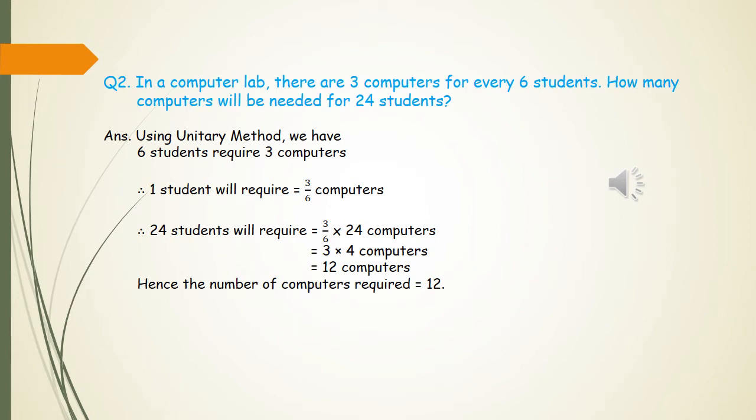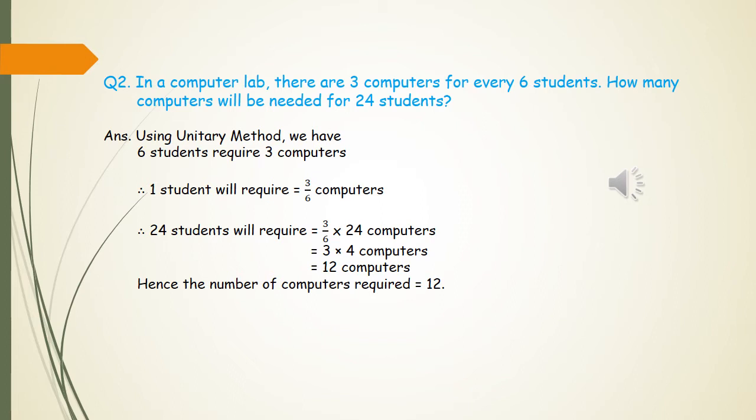Question number 2. In a computer lab, there are 3 computers for every 6 students. How many computers will be needed for 24 students? So when we are using unitary method, we have to remember one thing. Whichever quantity you are finding, that should be written in your statement on the right hand side. Here we are trying to calculate the total number of computers which will be needed for 24 students. So number of computers should be written on the right hand side in the first statement.